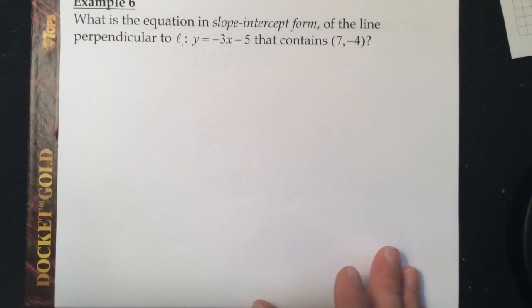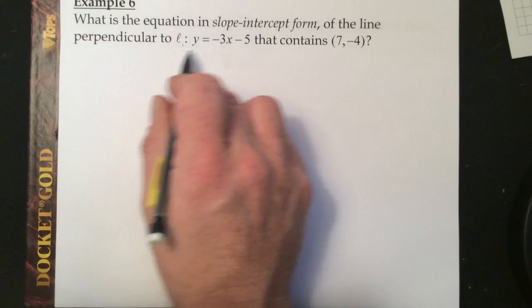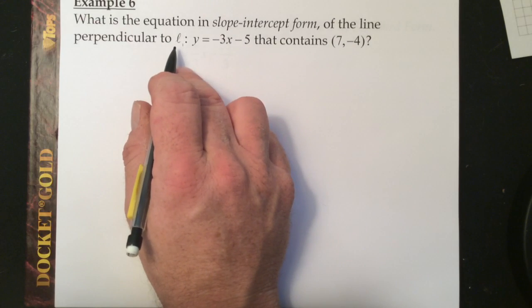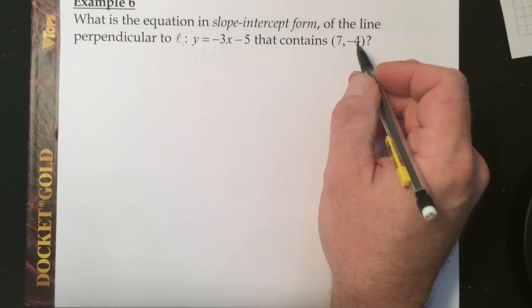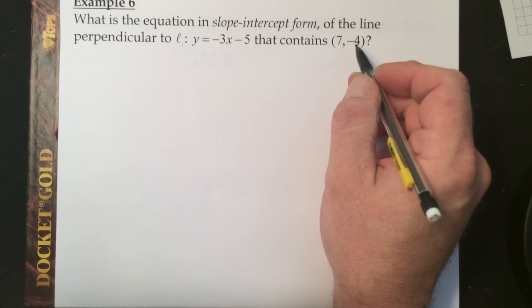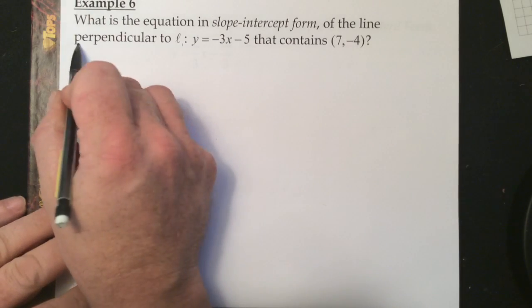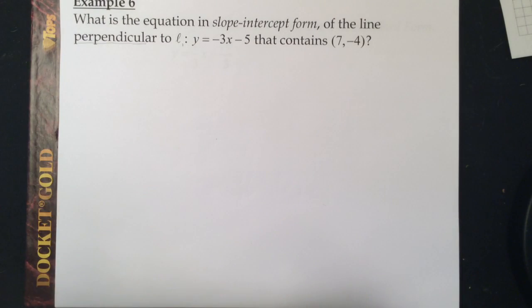Example 6. In this example, you learn to write the equation of a line that's perpendicular to another line. What is the equation in slope-intercept form of the line perpendicular to line 1, and they give that to us, that contains the point 7, -4? This is similar to example 4 that we did, except this time we're looking for a perpendicular. So, what do we know about perpendicular lines?